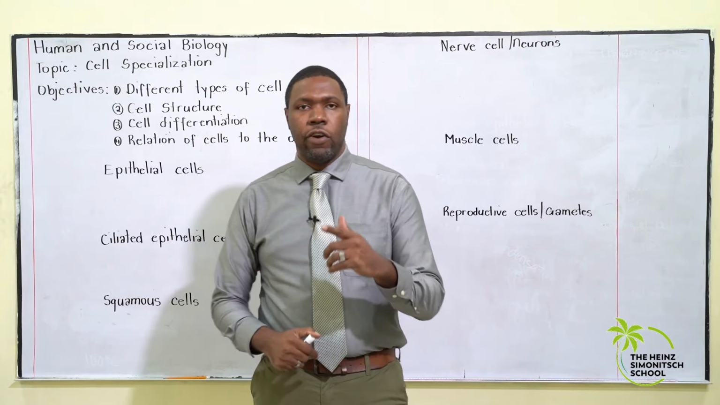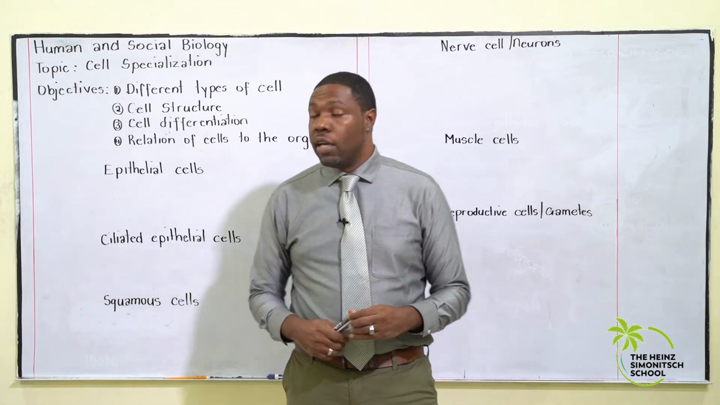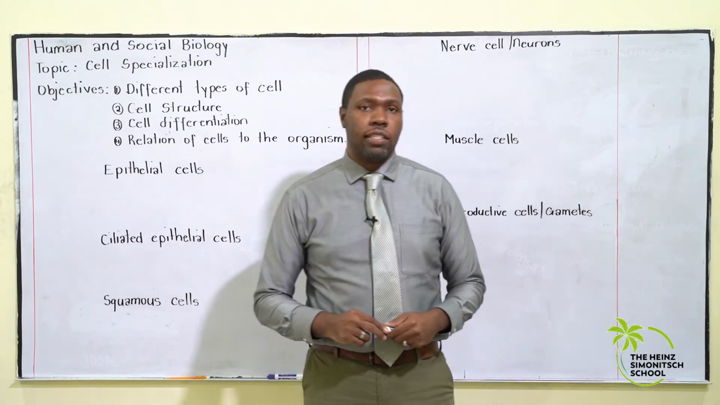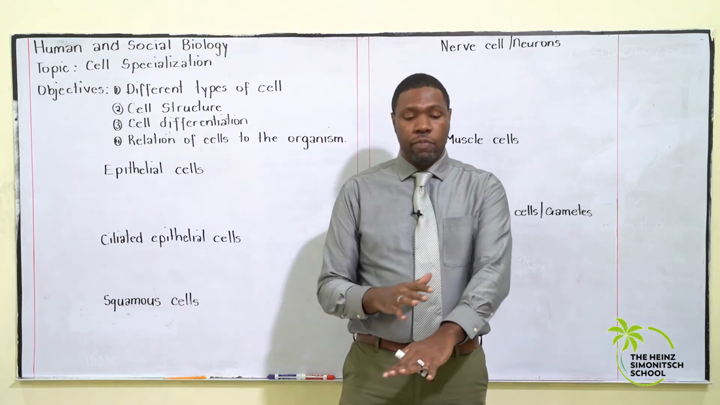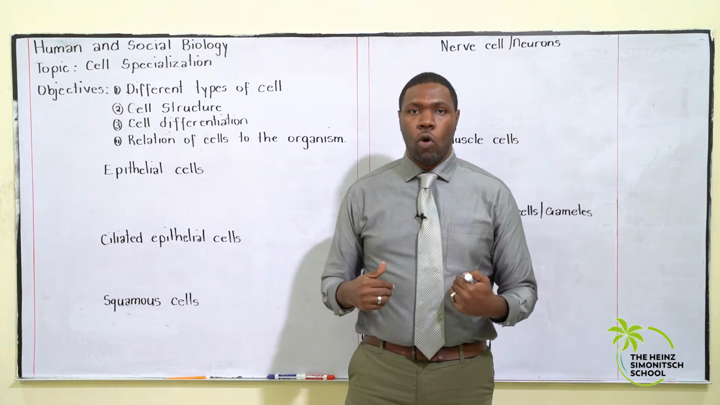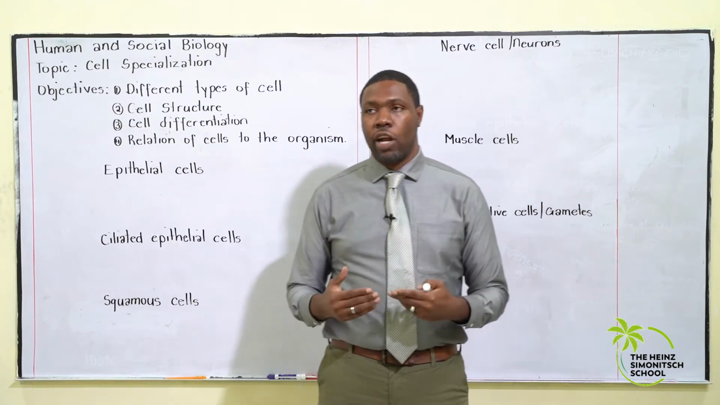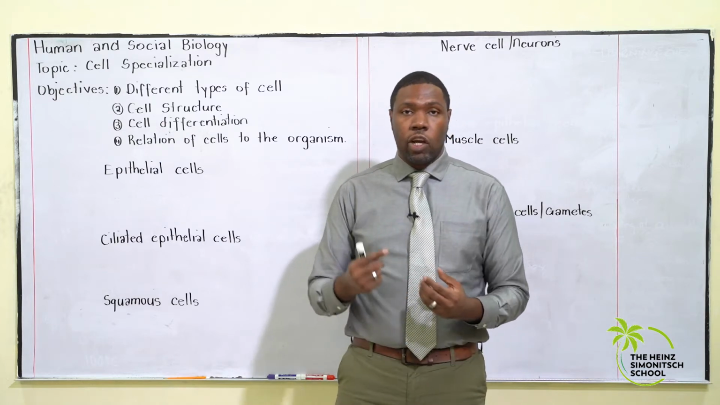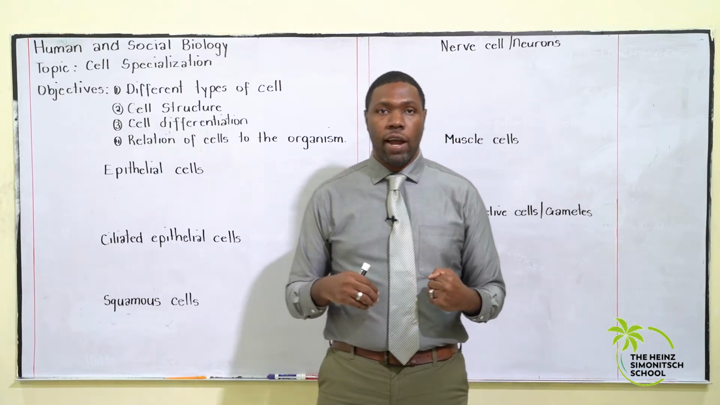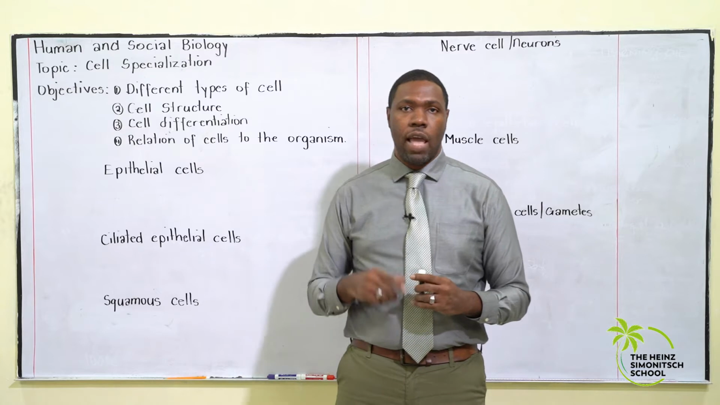All right, so the first cell we're going to be looking at is the epithelial cell. The epithelial cells form a covering over the skin and the internal organs. You can think about it as your film wrap or your cling wrap. It covers the entire body. It covers the internal organs. All right? So let's draw a simple diagram of the epithelial cell.